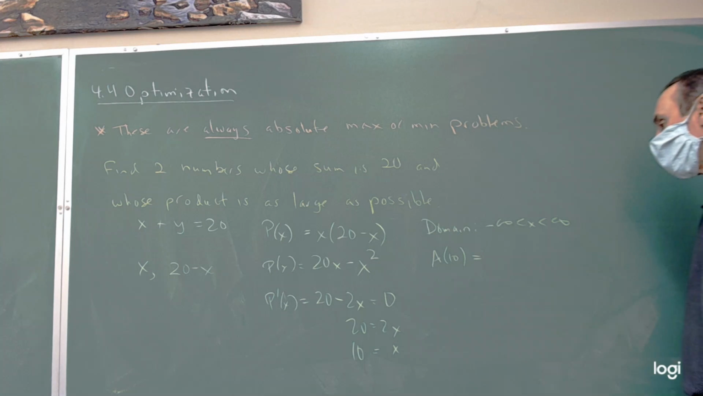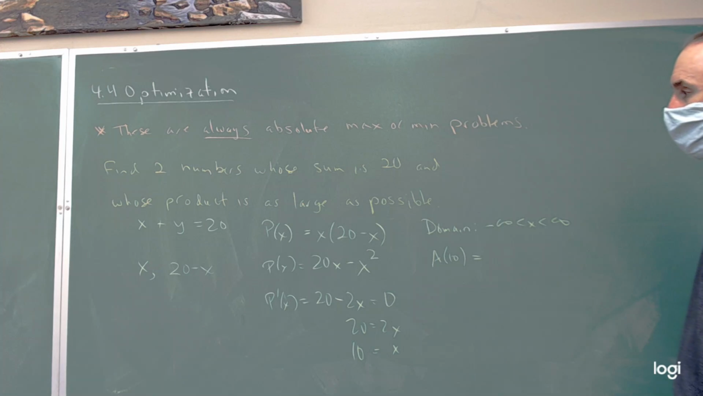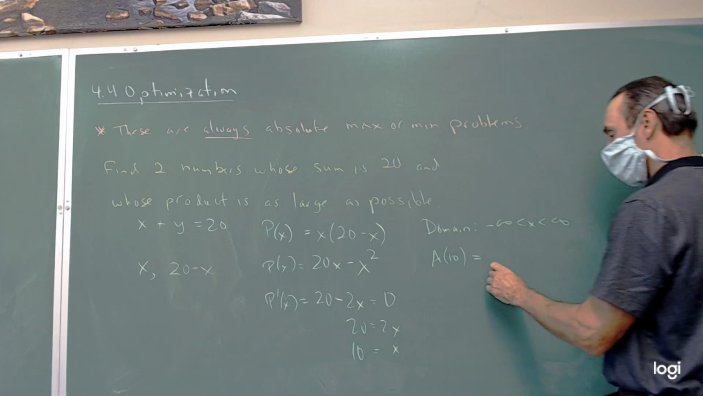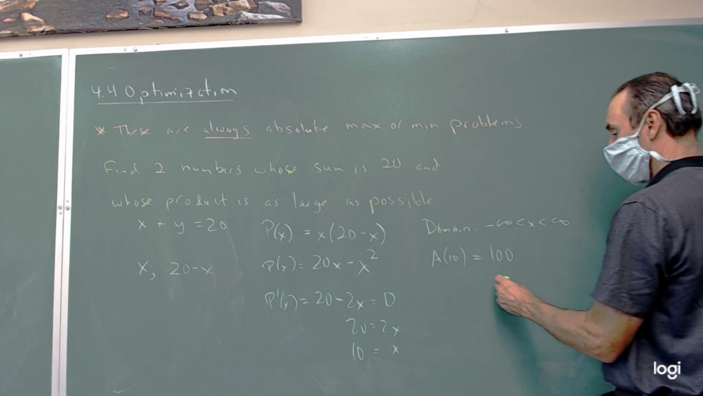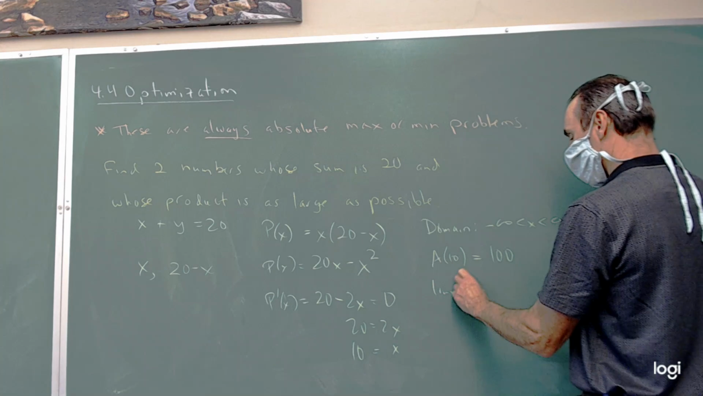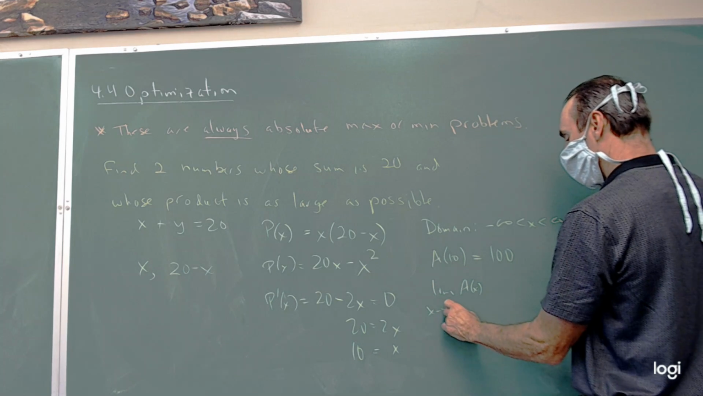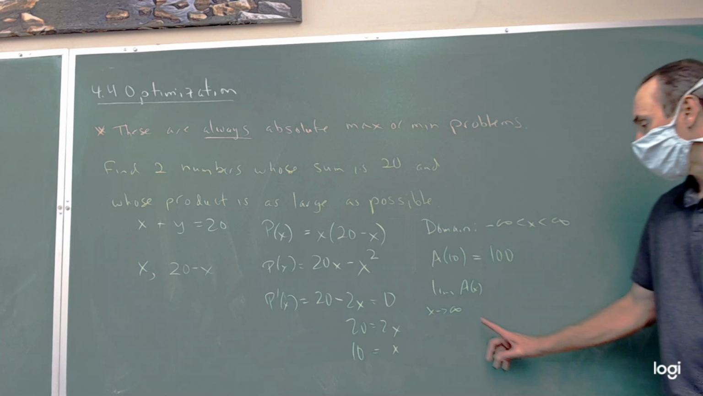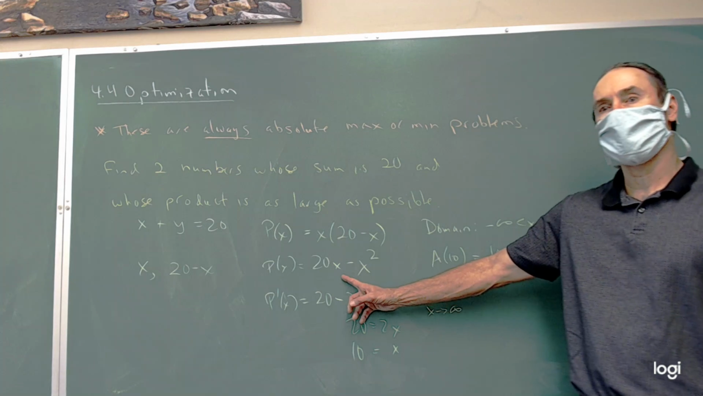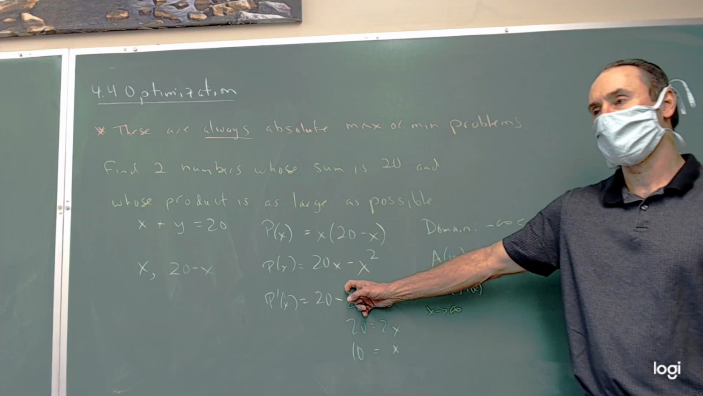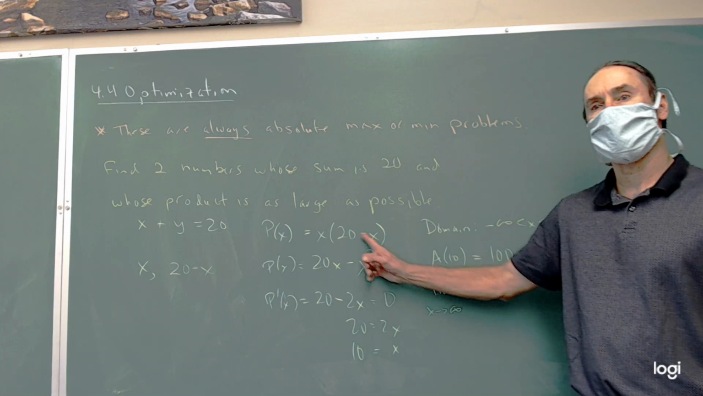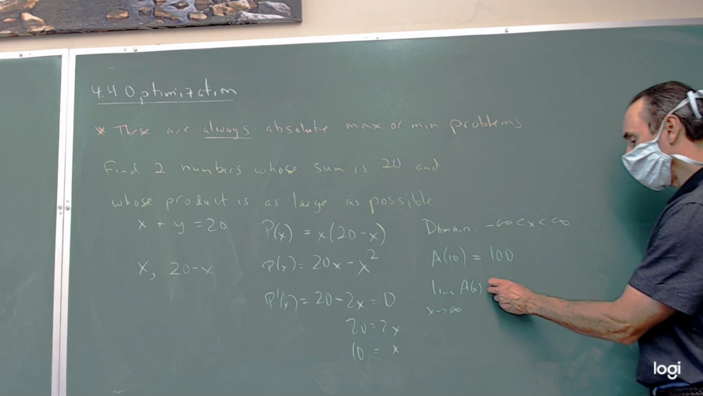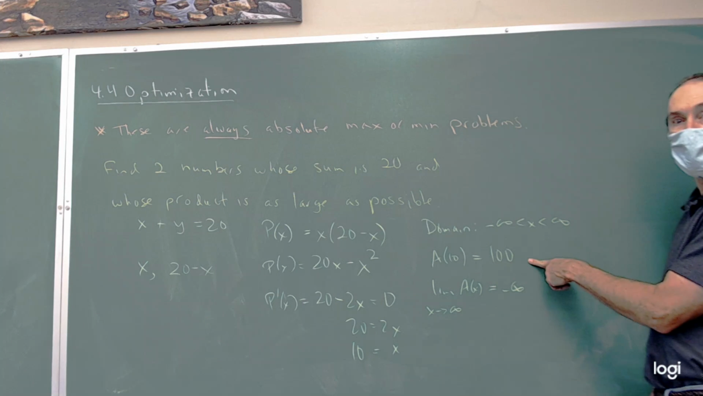So one option is we could plug 10 into our product function. So 10 times 20 minus 10 is 100. And we could take the limit as x goes to positive infinity of that area function. It might be easier to look at it where we've distributed it right here. As x approaches positive infinity, the behavior is going to be determined by the highest power of x, and so that's going to go to negative infinity. That's not going to be bigger than 100.